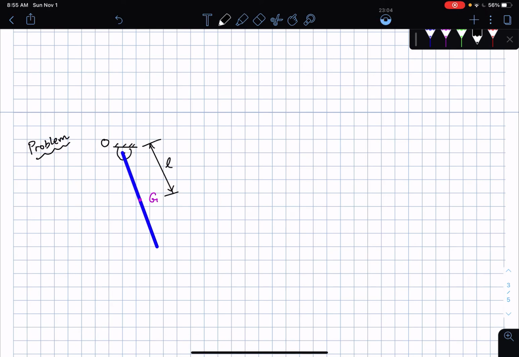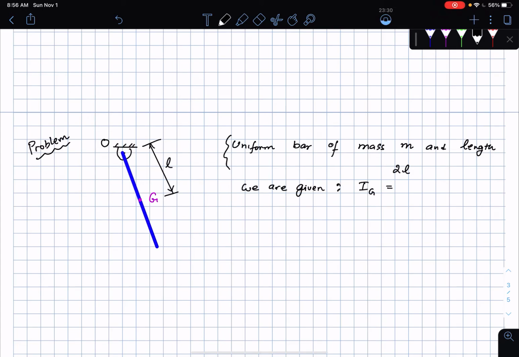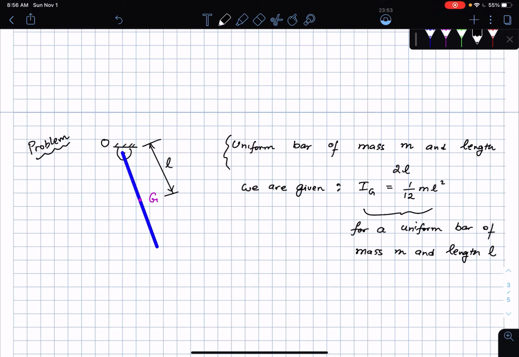So this is a uniform bar of mass m and length 2l. For a uniform bar of mass m and length L, the mass moment of inertia Ig is given to us as 1/12 mL square. Let me change the length to capital L so as to make a distinction here.